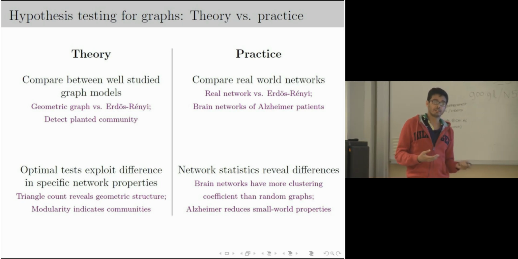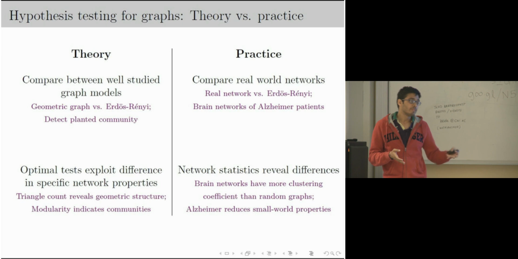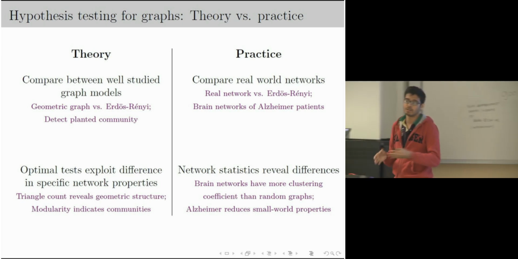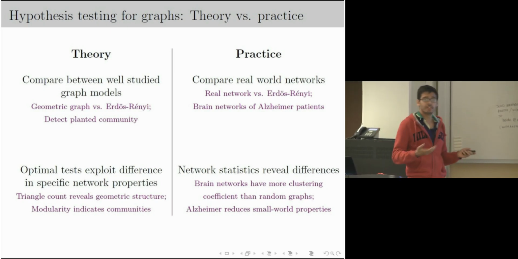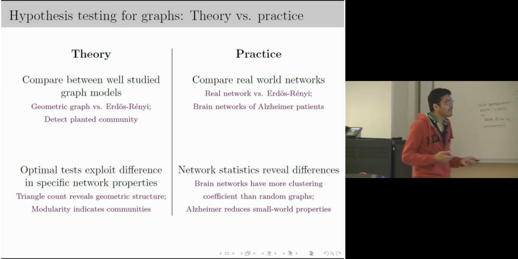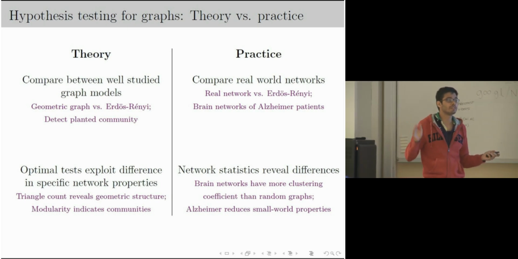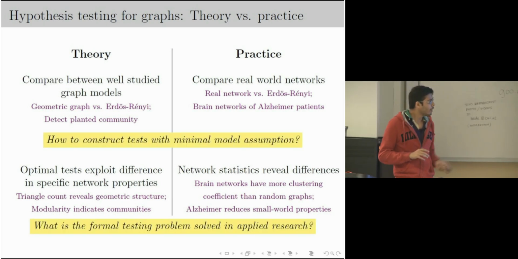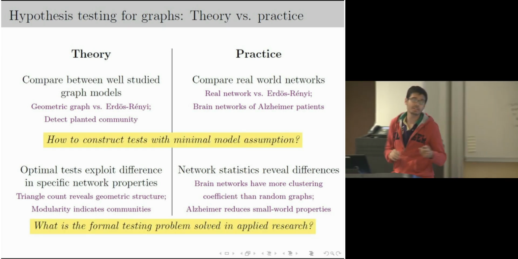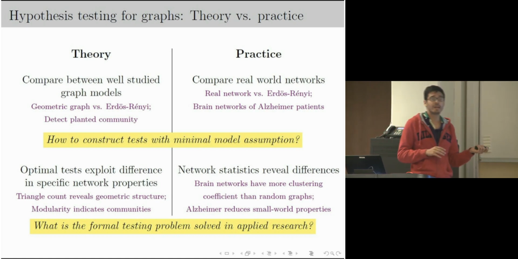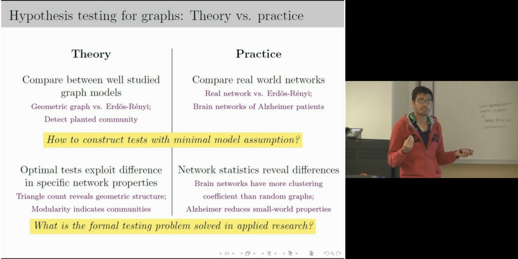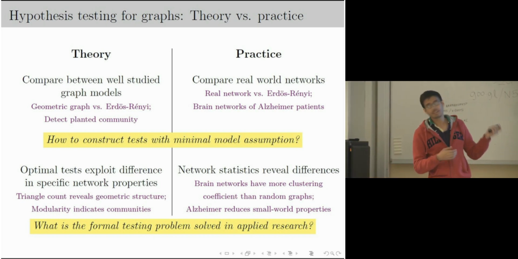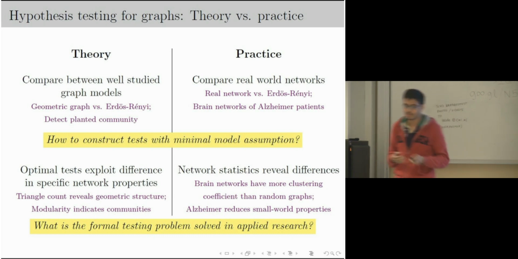In theory, it makes perfect sense. So if you want to test whether the network has a community, you would want to see the Laplacian eigenvalues or the modularity, and that would reveal whether it has communities or not. But in practice, when people say, well, Alzheimer's reduces the small world properties of brain networks, it's a vague statement. So formally, what is the kind of question that people actually solve in practice when they talk about comparing two large graphs? And the second question that we are interested in, rather the third, because the first question is when this problem is actually solvable.